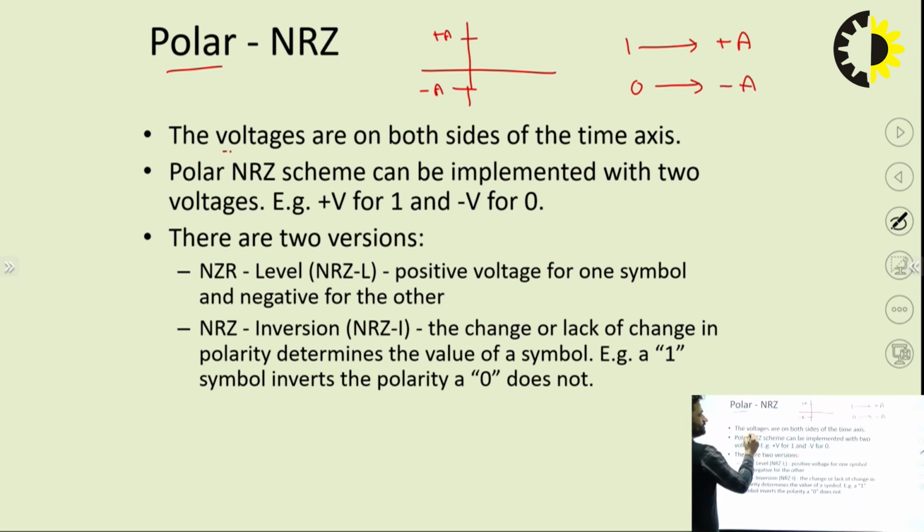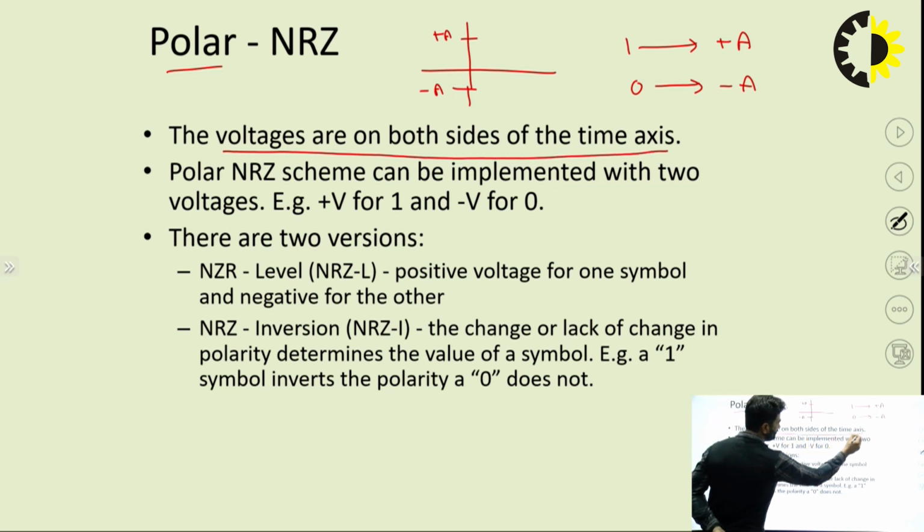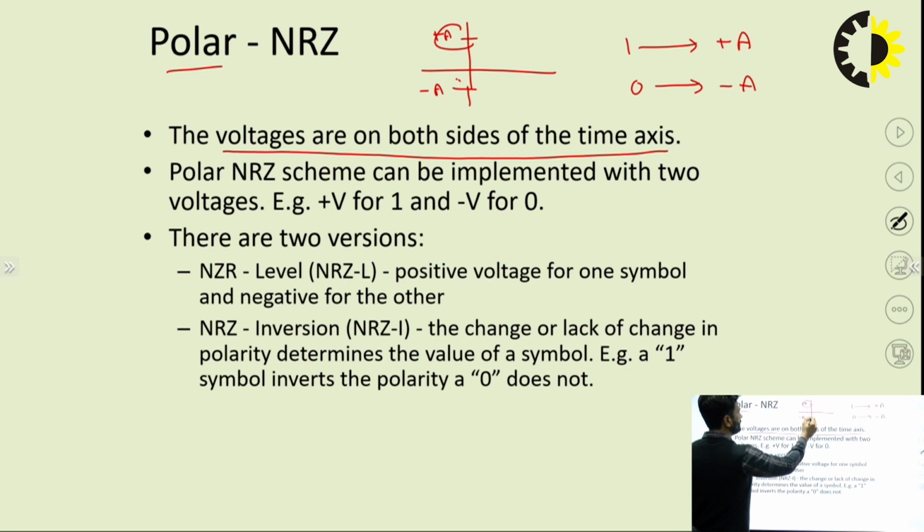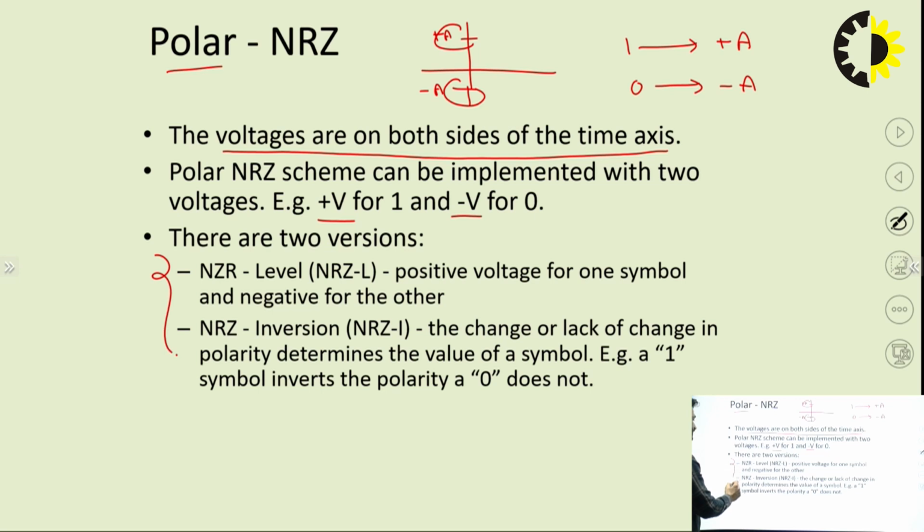The voltages are on both sides of the time axis, plus A, minus A. Polar NRZ scheme can be implemented with two voltages, for example plus V or minus V. We can take different notation, plus V or minus V. There are two versions of the NRZ, NRZ-L and NRZ-I, that is level and inversion.